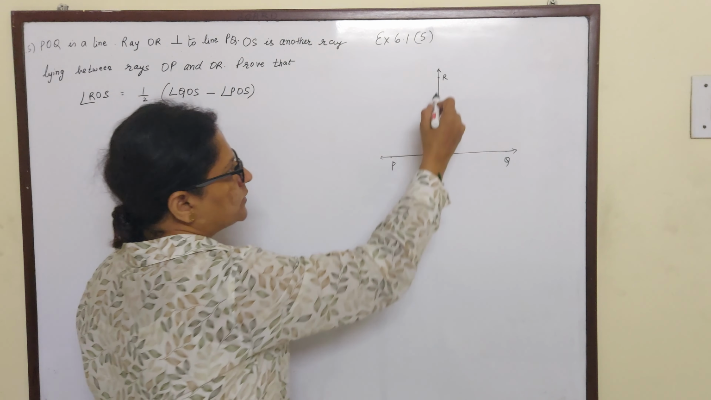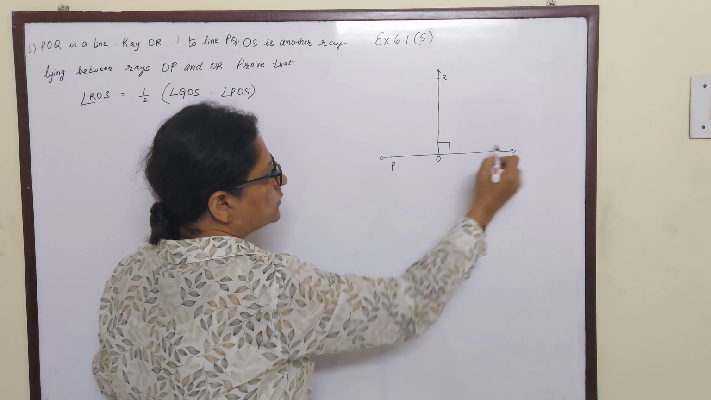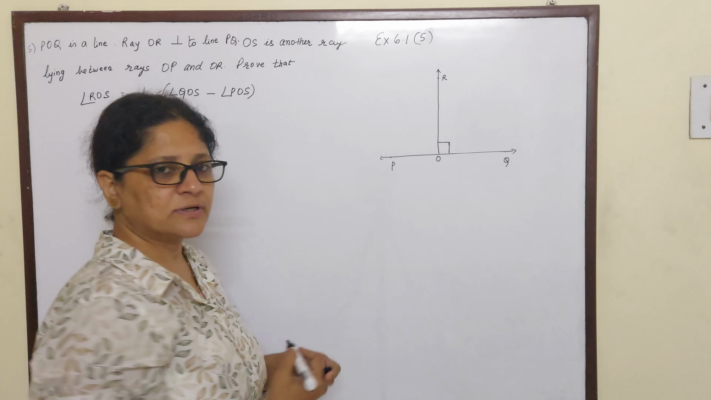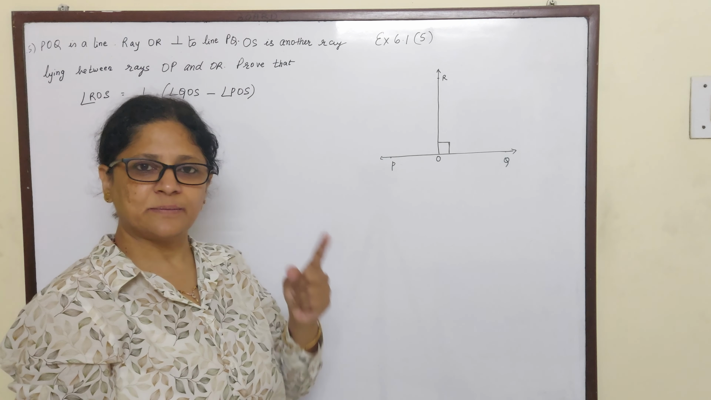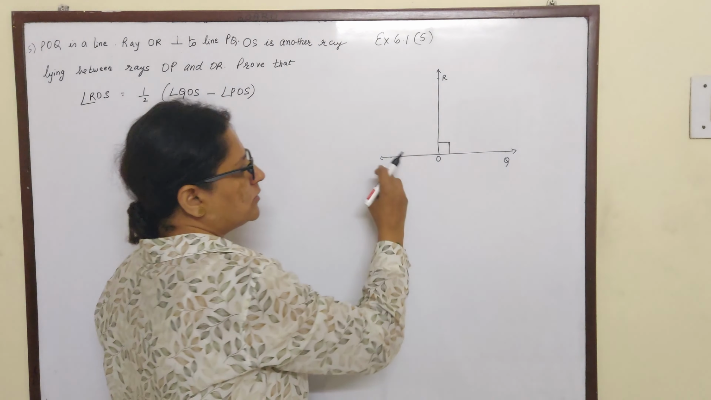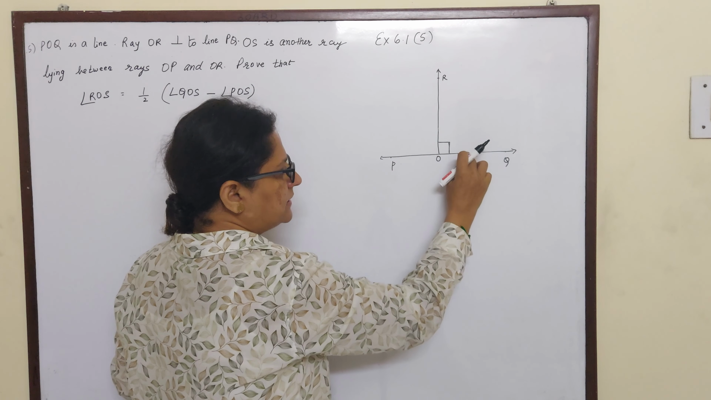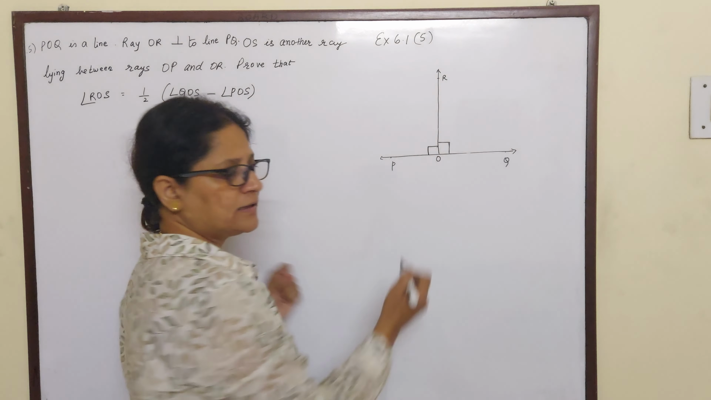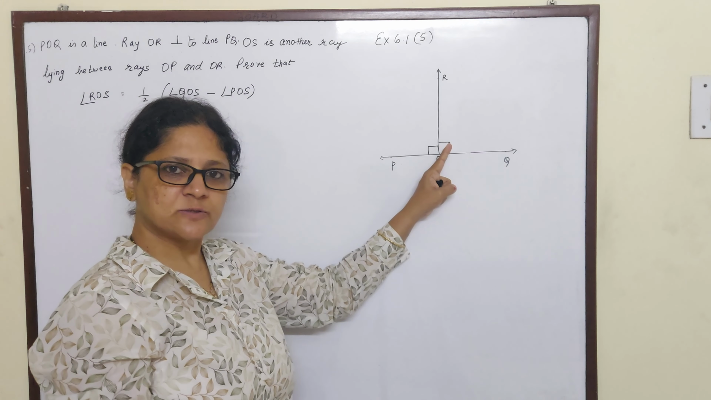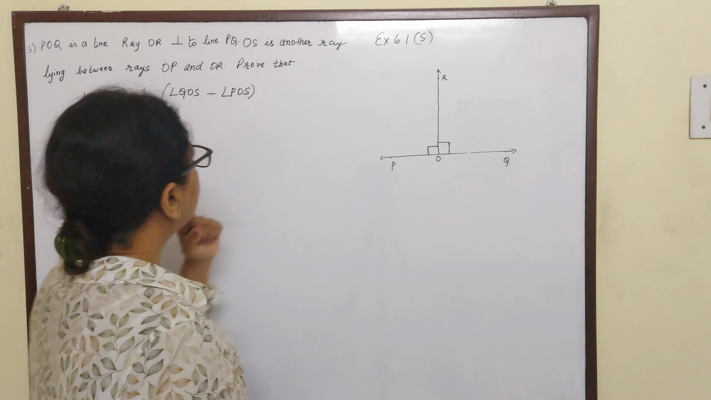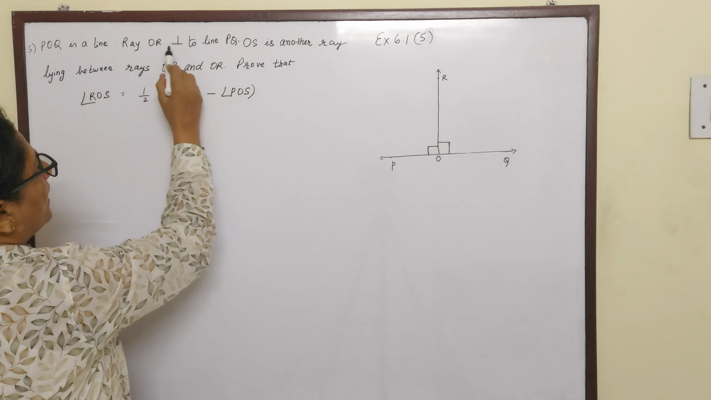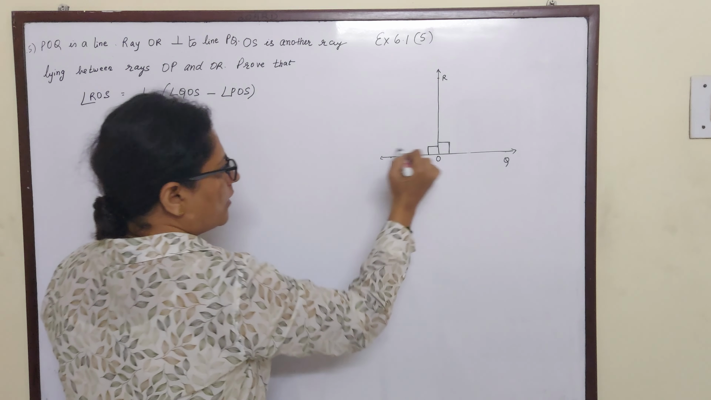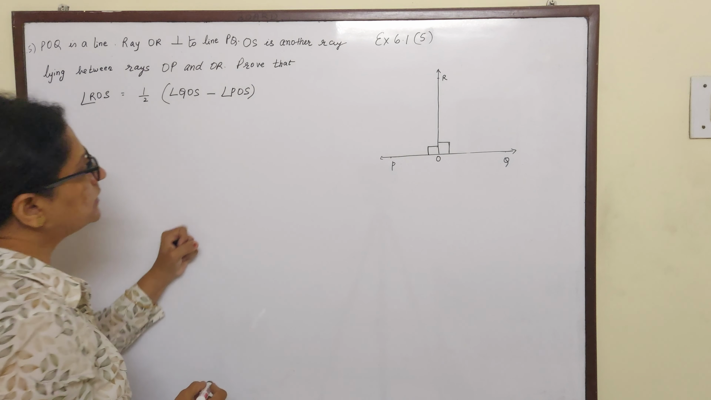Now here you can see ROQ, this box is given. What is the meaning of this box, children? That means it is 90 degrees. So this full is 180. If this is 90, that means this also will be 90 degrees, because 90 plus 90 is only 180 degrees. Then they are saying ray OR is perpendicular. Yes, OR is perpendicular to PQ.